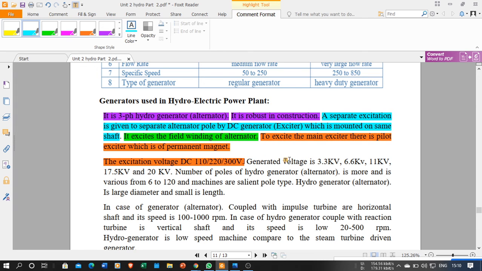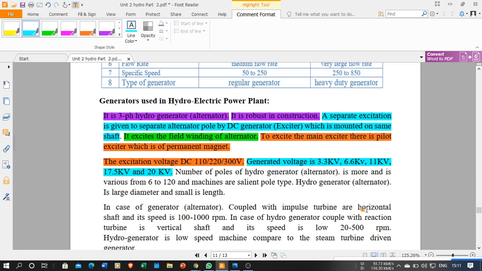The generator voltage is 3.3 kV, 6.6 kV, 11 kV, 17.5 kV, and 20 kV. So what is the output of my generator or alternator? It might be 3.3 kV, 6.6 kV, 11 kV, 17.5 kV, or 20 kV. In most cases it is 11 kV.